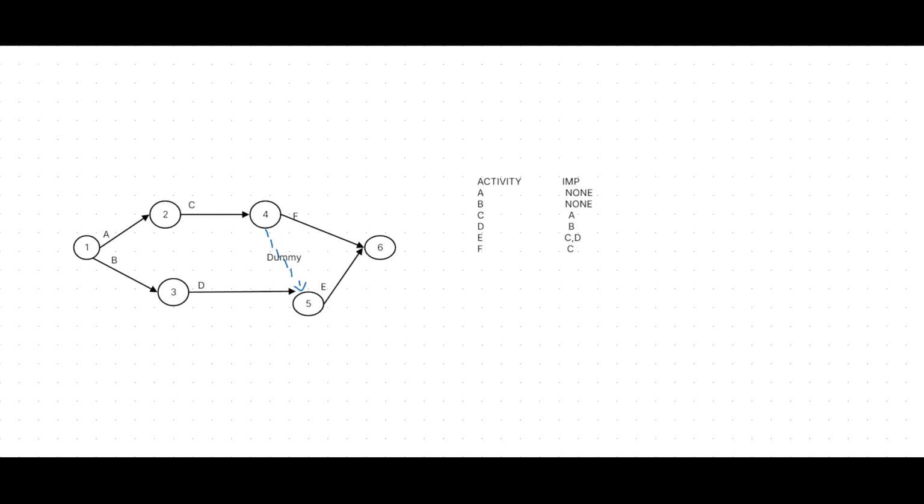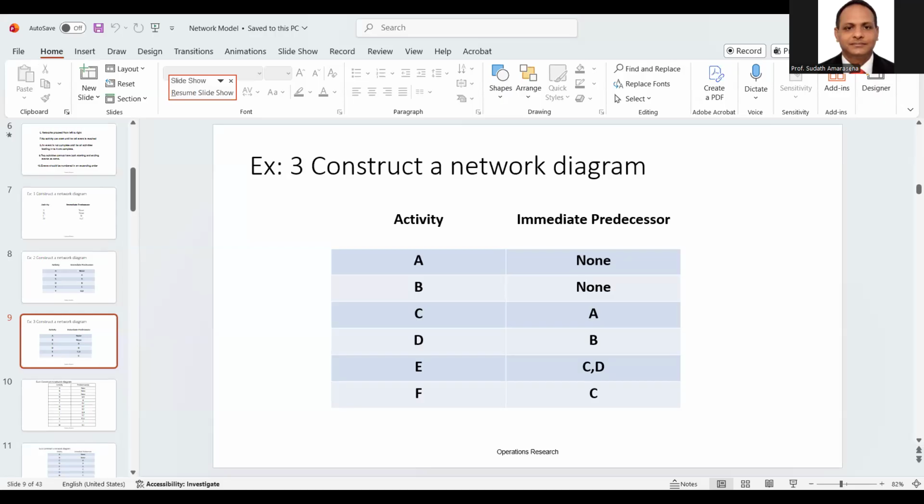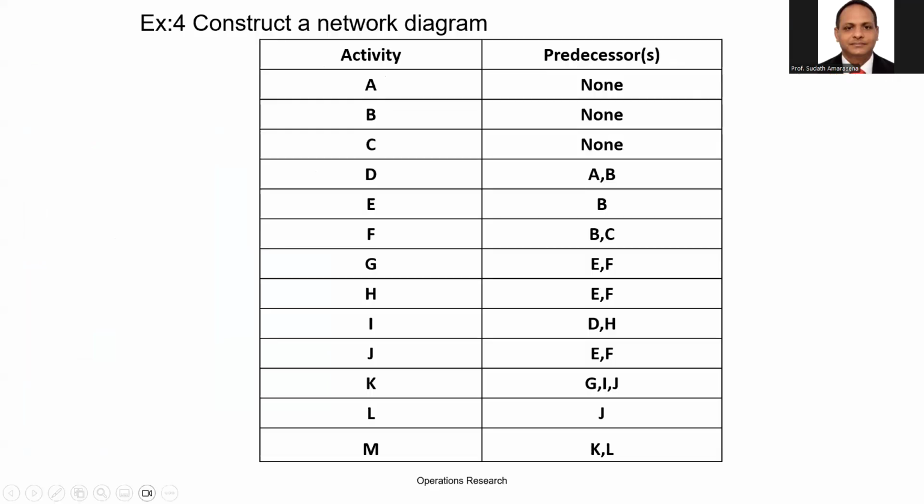Okay, now I've got another one, right? Okay, I'll go to the next one. Make the answer yourself first. Fourth one. A none, B none, C none, D A B, E B, F B C, G E F.